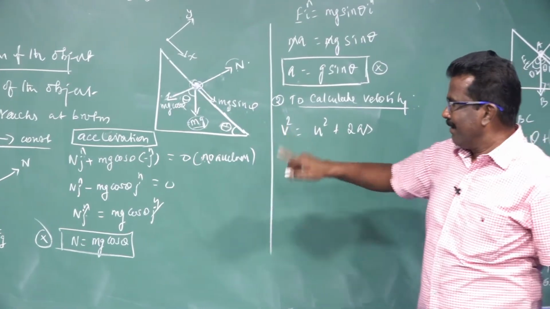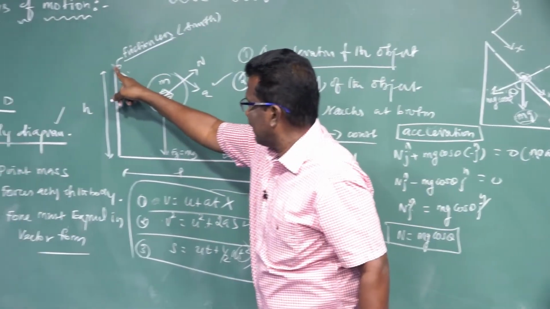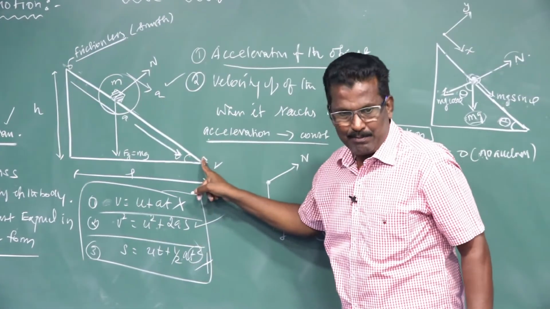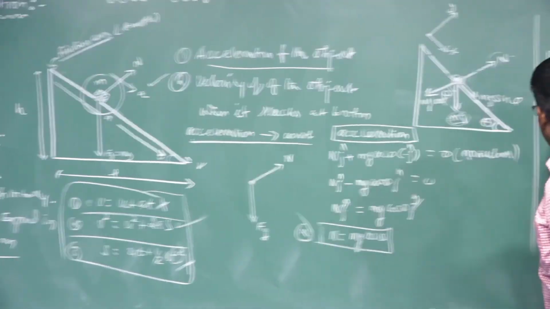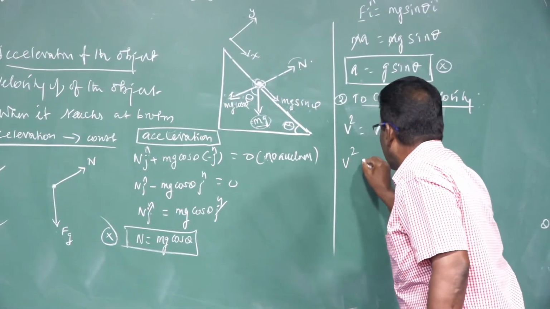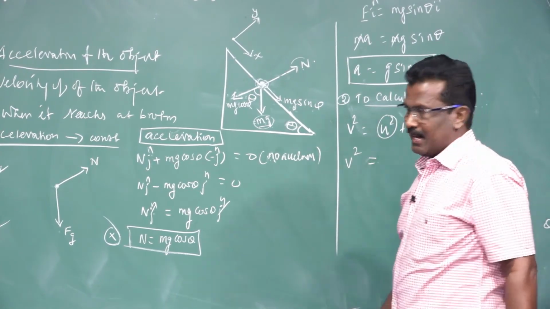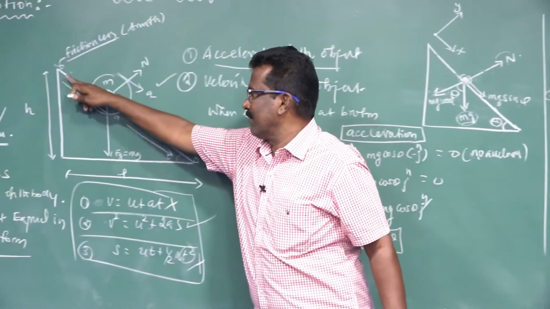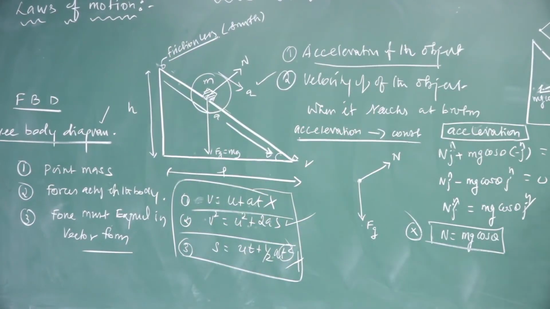What is v? V is the final velocity when it starts here and reaches the bottom. When it reaches the bottom, the body does not move anywhere. So velocity v square. But what is u? U is the initial velocity. But we are not giving any initial velocity to the body to slide down. So the initial velocity remains 0.